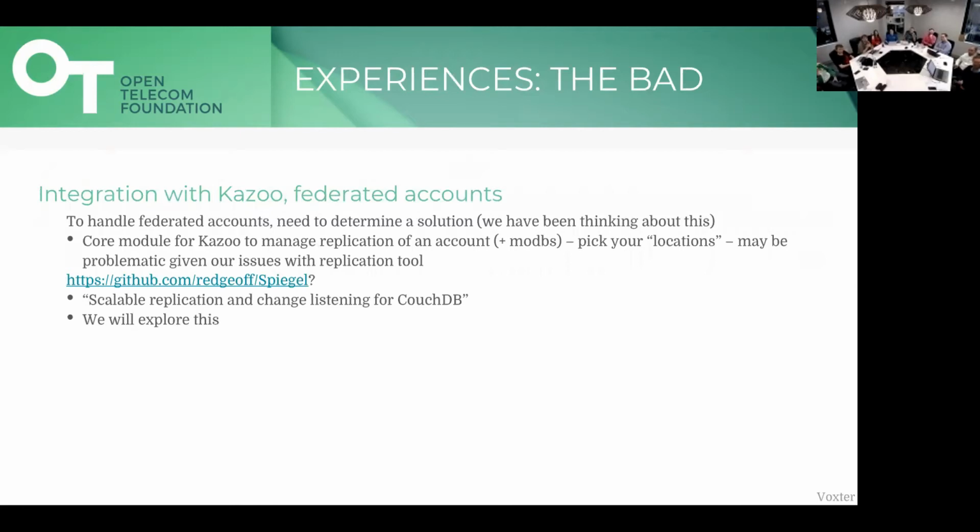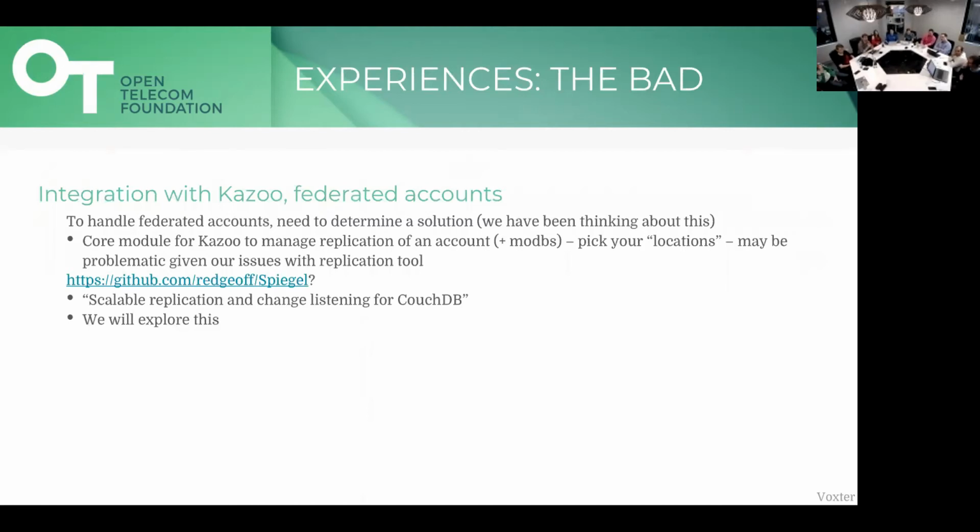So, integration with Kazoo and federated accounts. As I mentioned, we need to find a solution to handle this across the WAN. We were proposing to start a project that's a core module for Kazoo that lets you manage continuous replication jobs at a per account level. So for an account and its corresponding MODBs, you could say, I would like this account to be present in zone 1, 2, and 3, but not 4 and 5, or something like that. You can pick your locations depending on the actual needs of that customer.